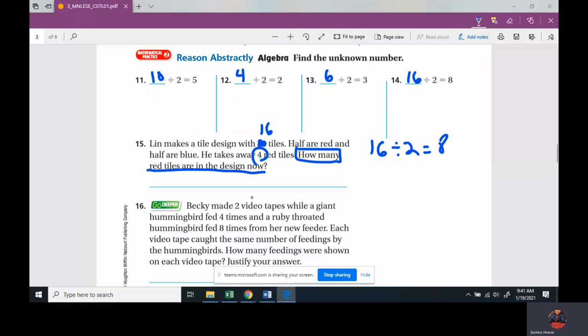They take away 4 red. So it's going to be 8 minus 4, which equals 4 what? What kind of tiles? 4 red tiles. This is subtraction. We find half, and then we have to subtract it.